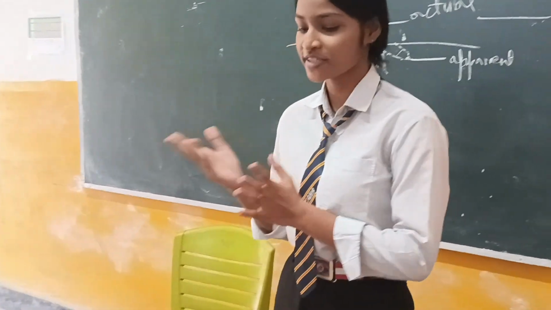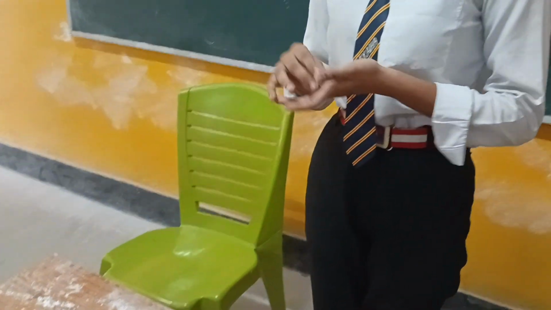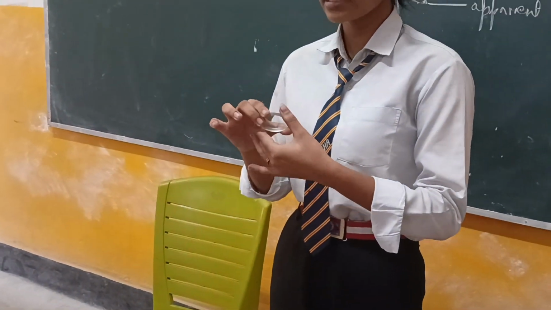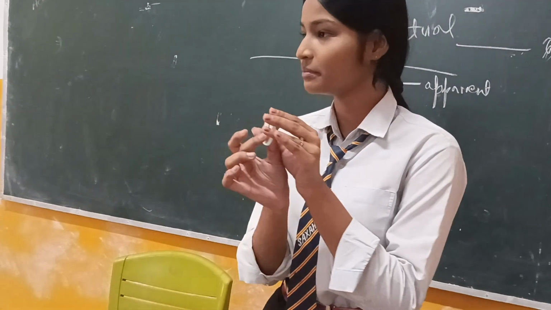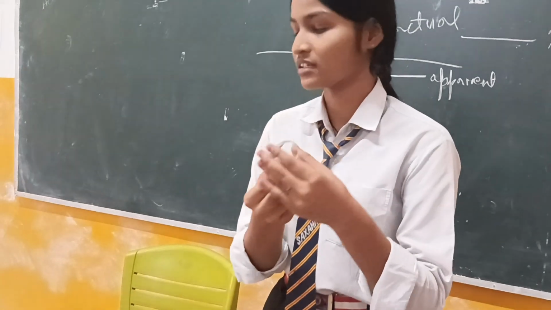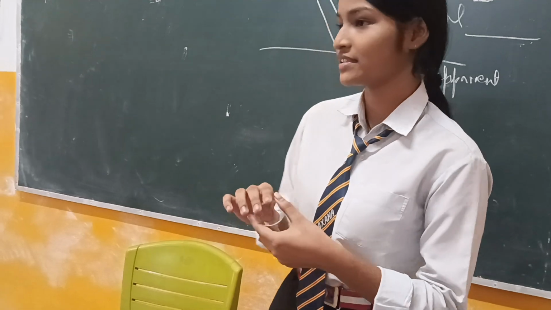Before proceeding to my topic, I would like to give you some basic knowledge about concave lens. A concave lens is thinner in the middle and thick at its edges, and it is also known as a diverging lens.